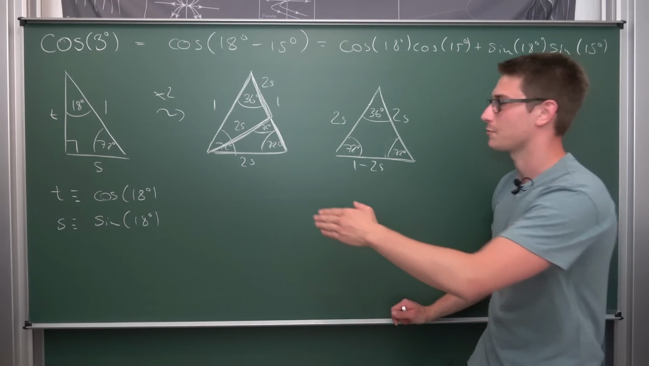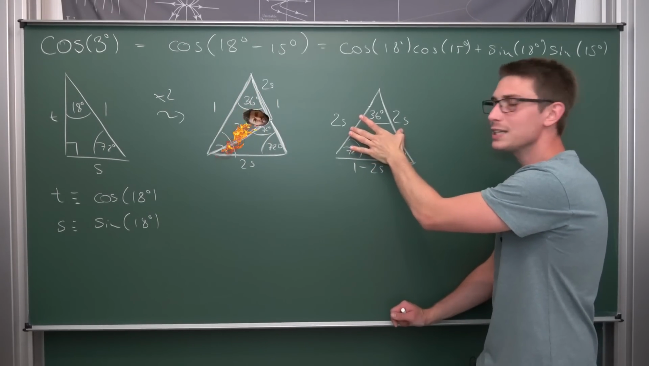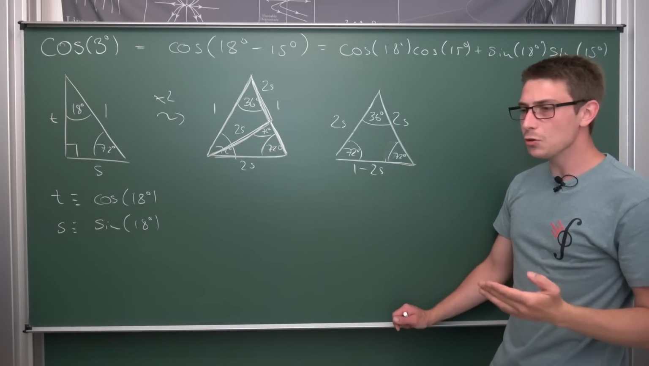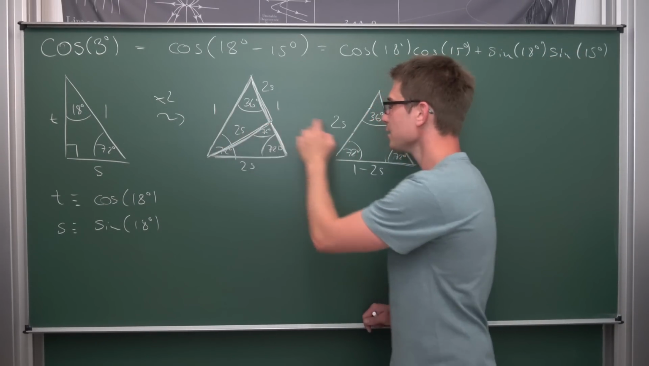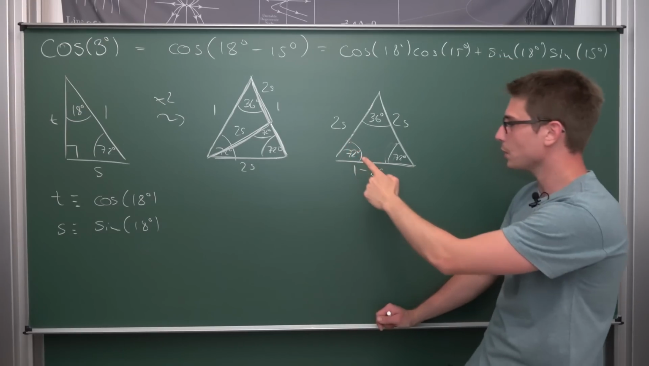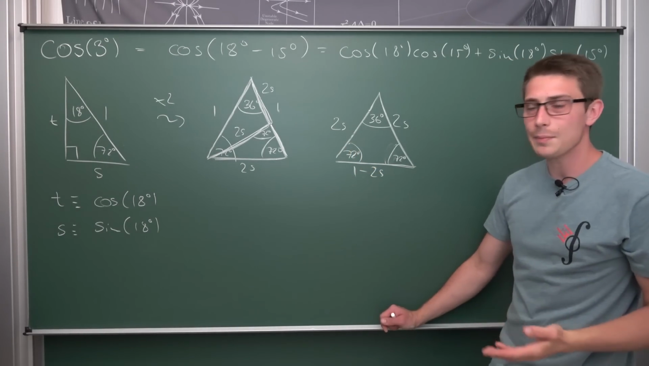I want you guys to notice something. We got two triangles with the same inner angles, but different side lengths. This is what you call similar triangles. And the cool thing about similar triangles is that the side lengths share the same ratio. So 2s divided by 1 has the same ratio as 1 minus 2s divided by 2s. I mean, it does make sense.